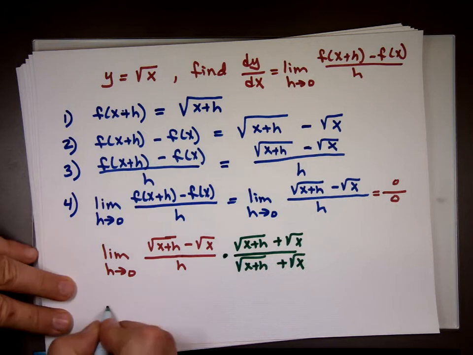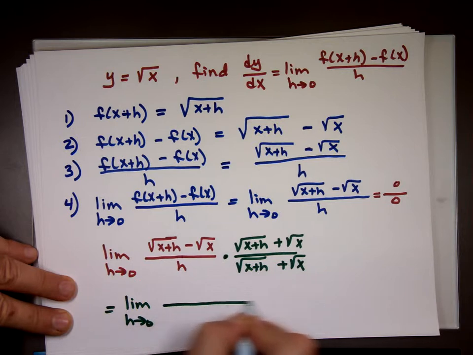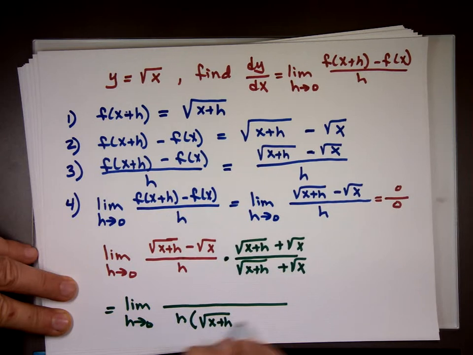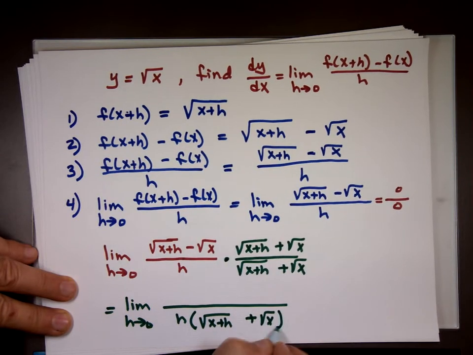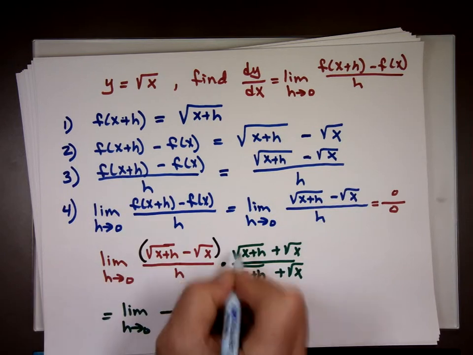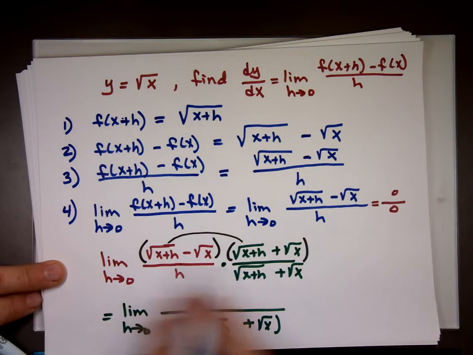So if you FOIL the top, the bottom, leave it alone the way you see it, h times the quantity x plus h plus the square root of x. But what about the top? What method are we going to use? Begins with the letter F. FOIL method. If you FOIL this, square root by itself, you lose the square root.